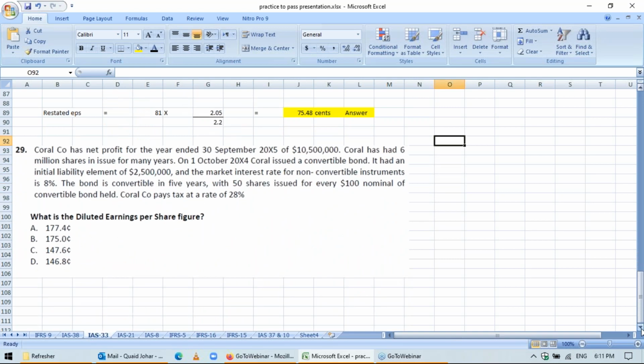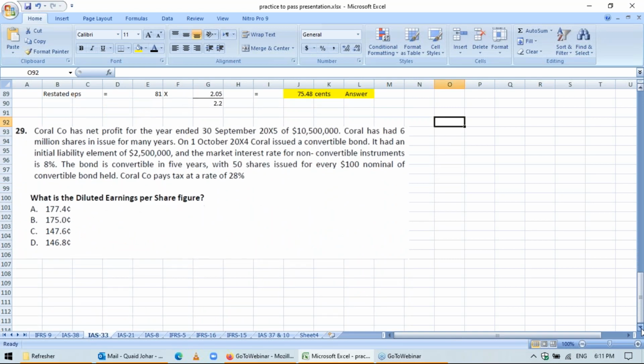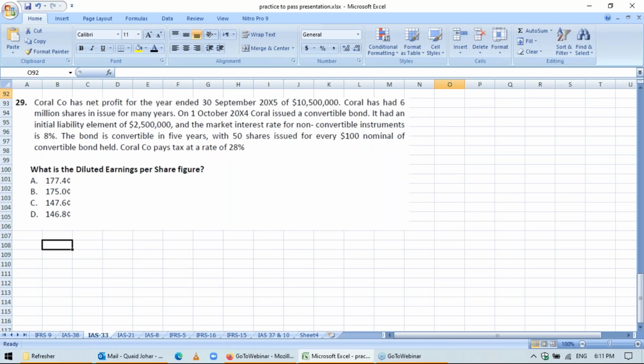Okay, students, let's move on to the next question. This is question number 29 now. So now we are moving on to diluted earnings per share, DEPS. This question is on diluted earnings per share. Now, why do we calculate diluted earnings per share?